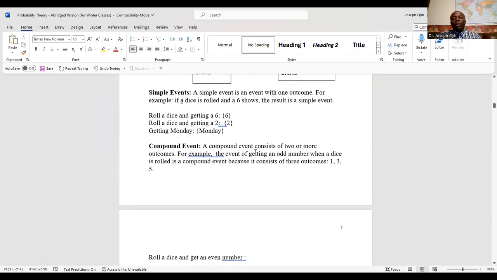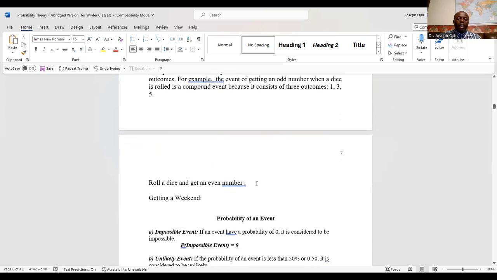Now, compound events have more than 1 outcome. For example, roll a dice and get an even number. In that case, the outcomes will be 2, 4, then 6. So you have 3 outcomes. That makes it a compound event because it has more than 1 outcome. Getting the weekend: if you select the days of the week and get the weekend, there are 2 days in the weekend, which are Saturday and Sunday.